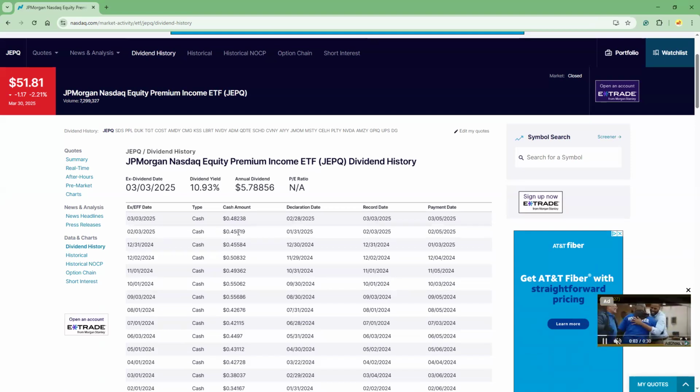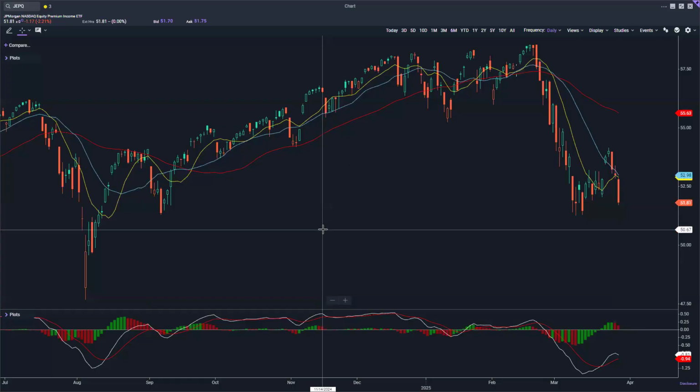It pays a large dividend per share, a little over 48 cents on March 3rd. This week, we'll be hearing the next ex-dividend on JEPQ, so you still have time to jump in, get shares, and collect that dividend on this pullback. Like I said, this is one that I'm just adding to on a monthly basis. It pays you a large monthly income. Think of that as your paycheck.